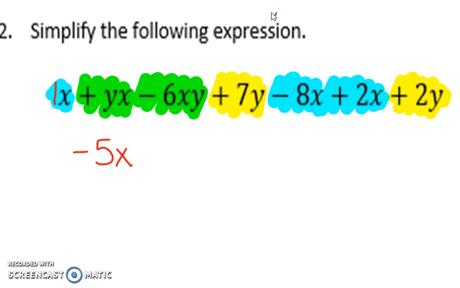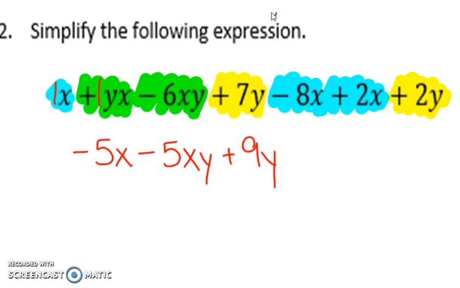If I do my greens, I have positive, and again, I'm going to put a 1 to remind myself it goes there, 1yx minus 6xy, so that's going to become negative 5, and if I do alphabetical order, it is xy. And last but not least, I have positive 7y plus 2y gives me positive 9y. Now, if we look at our answers, again, we want them in alphabetical and decreasing order.